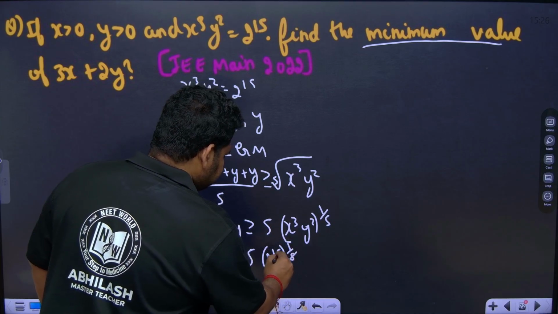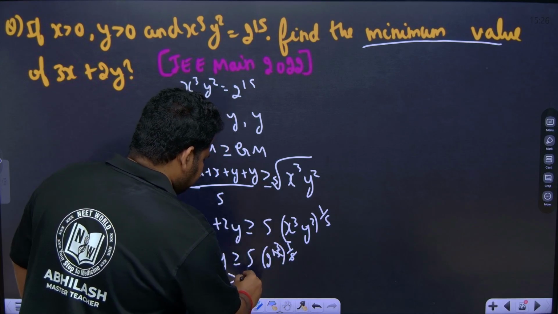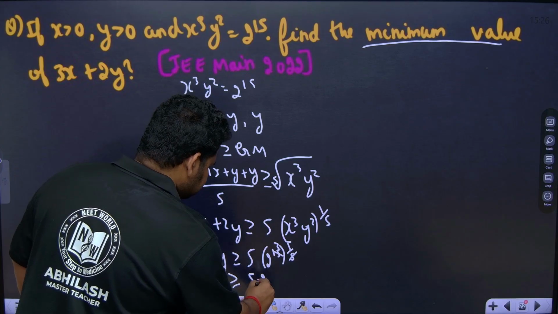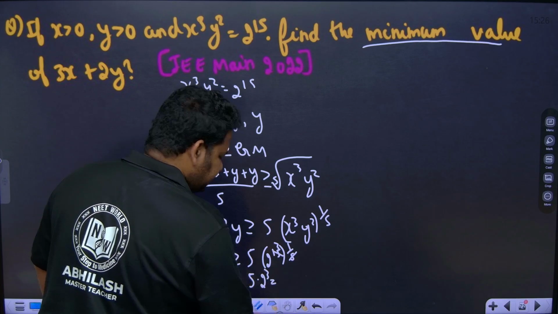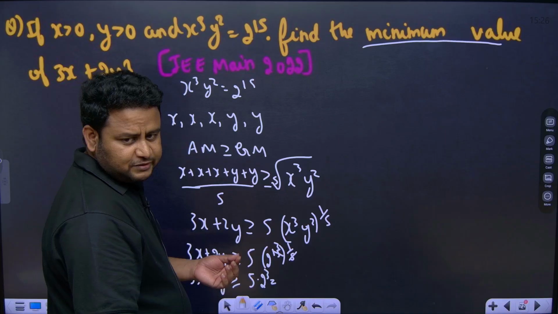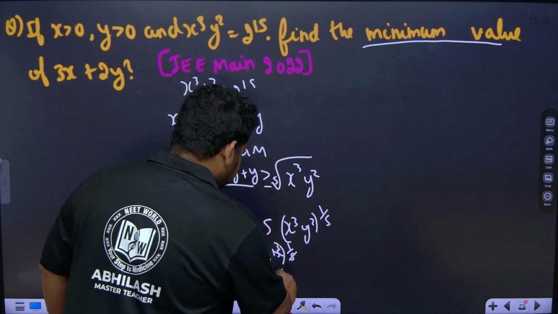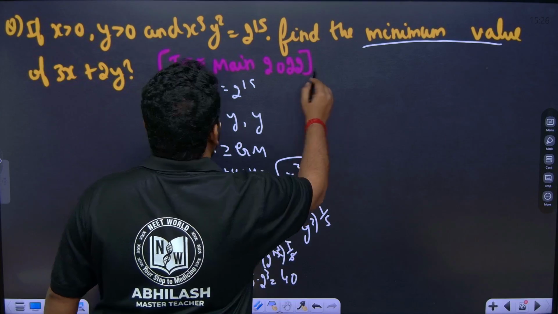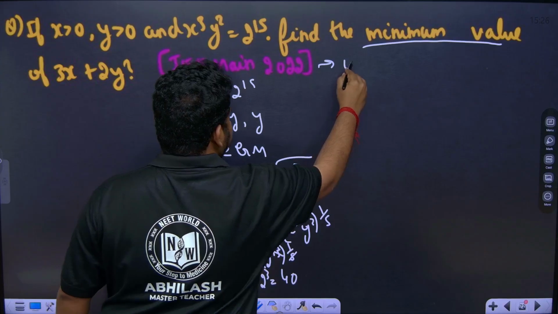So this will be, 5 1s are 5, 3s are... So 5 into 2 power cube. 2 cube is 8. 5 into 8 is 40. The answer, the minimum value, will be equal to 40.